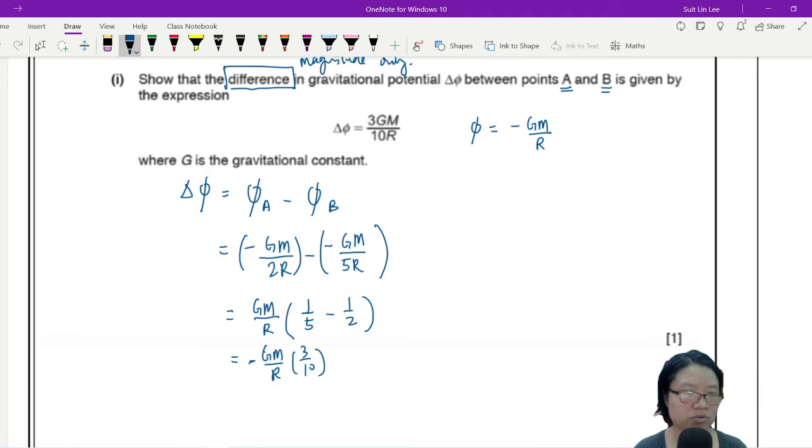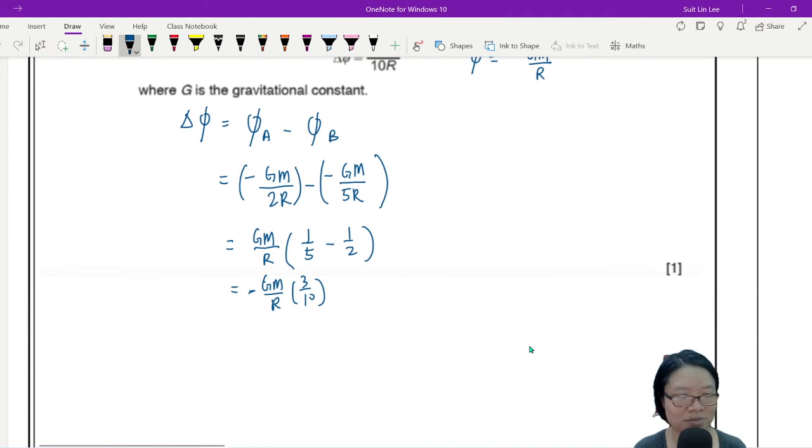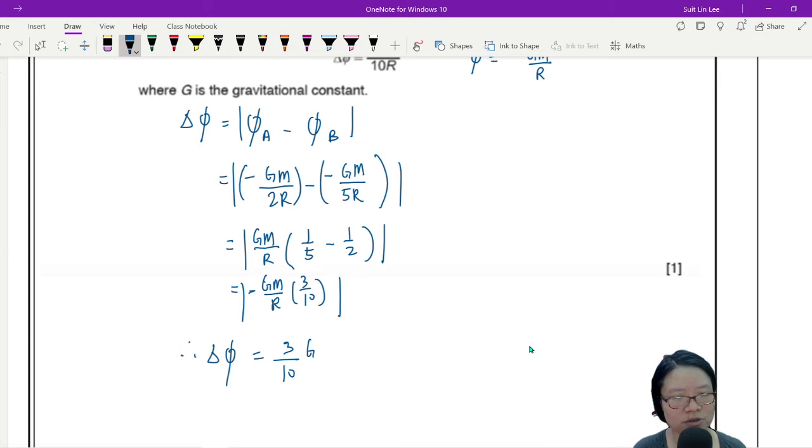You can just say, you don't have to explain, that you accidentally took the smaller value minus the bigger value, or you can just put a modulus here. If you want to save yourself some headache, you can put a modulus here. Not needed for physics, this is not math, so you can just say, hence, the change in potential is equal to 3 over 10 GM over r. This one, you can put magnitude only.